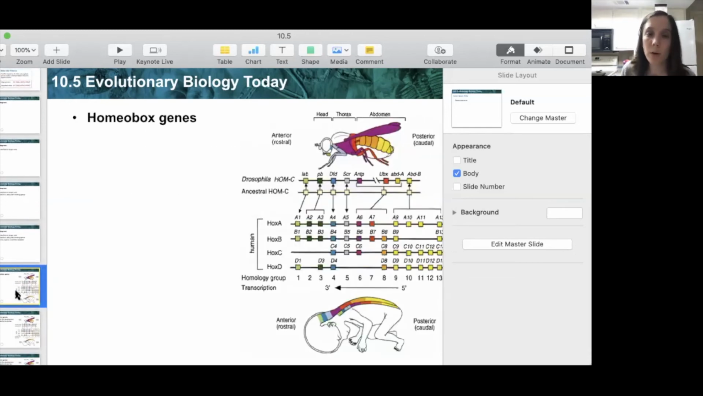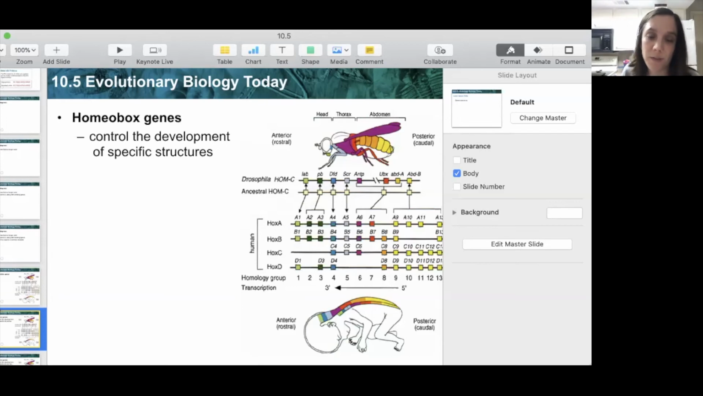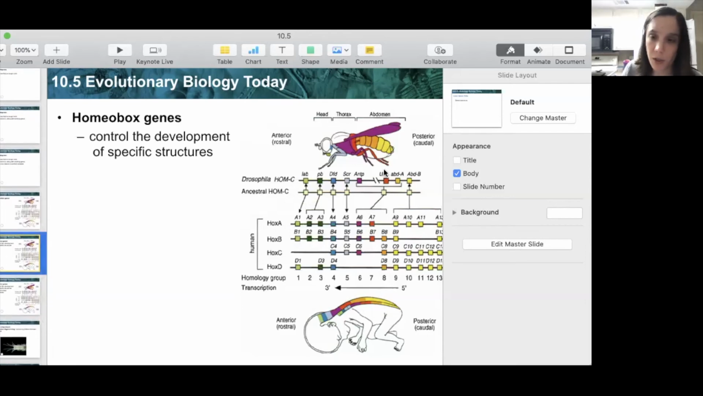They also look at what are called homeobox genes. Homeobox genes are genes that control the development of certain structures. And they're found in a wide range of organisms. You can see on here, a human and a fruit fly have similar homeobox genes. So the colors correspond to certain areas of the body.